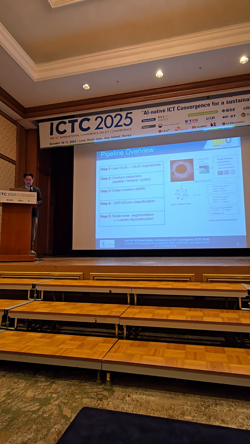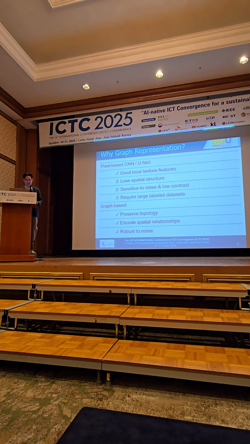Our framework follows a simple pipeline. First, we convert the image into a graph, and then we apply a graph neural network for segmentation. Graph representation captures how different parts of the image relate to each other. This helps the model understand vessel structure instead of treating pixels independently.